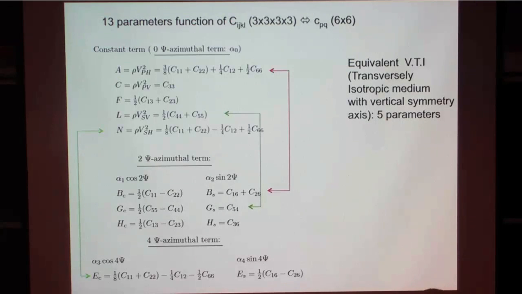Can I ask a question? Yes. This assumes that you have horizontal anisotropy, that's in horizontal planes, with some variation in 3D. But what if you have vertical anisotropy?